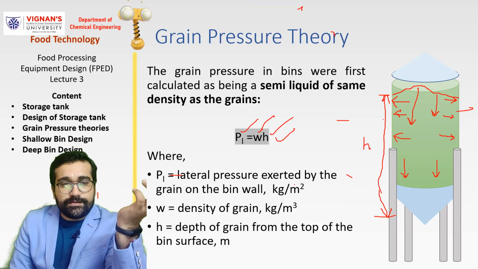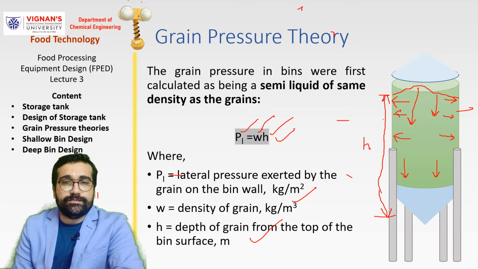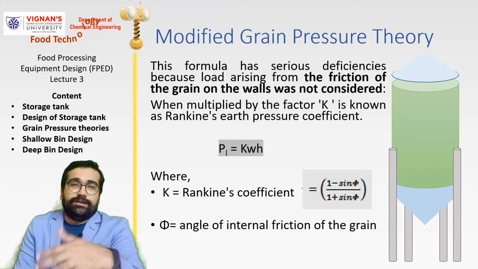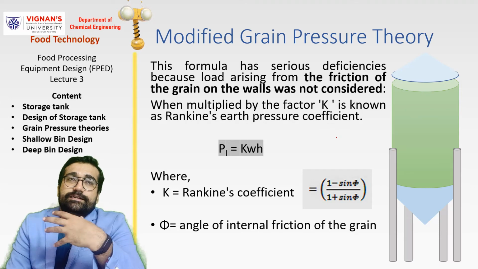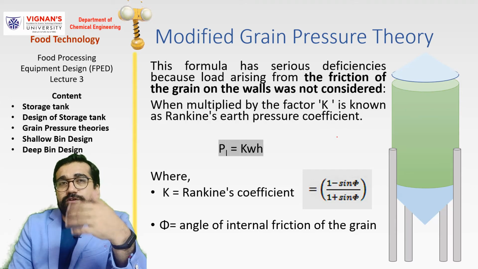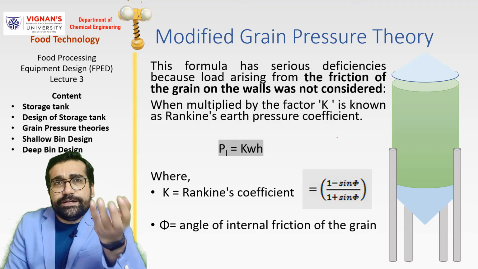W will be the density of grains, H will be the height. So this was the basic pressure theory. But like I have told you, we considered solid as a liquid, and this is not the case, because pressure will be different.